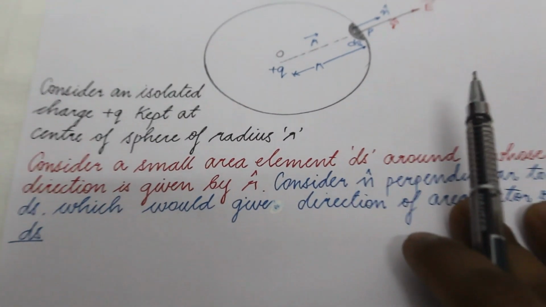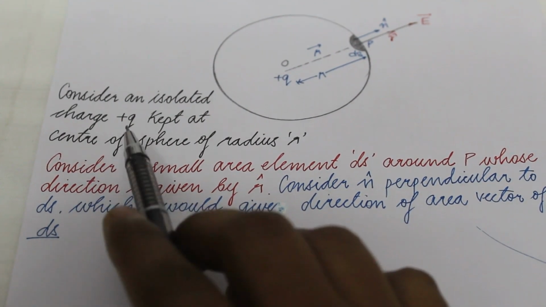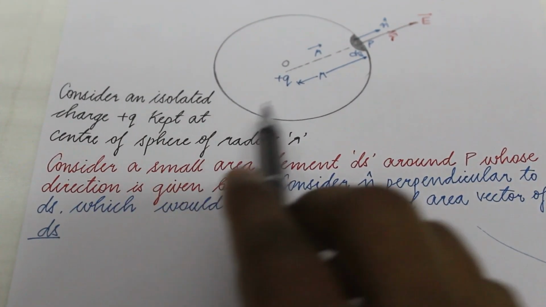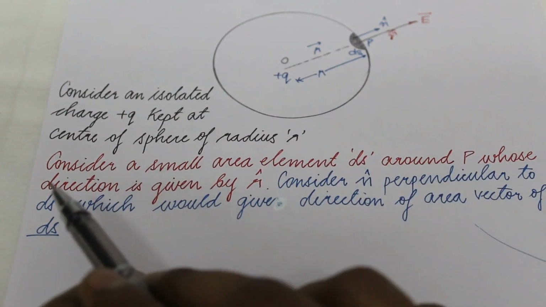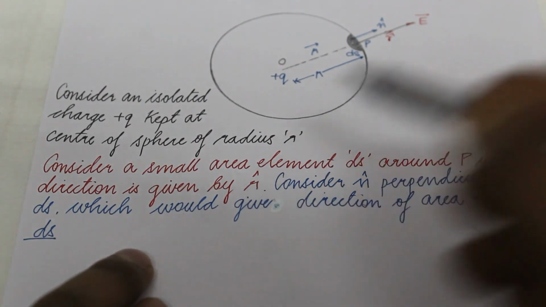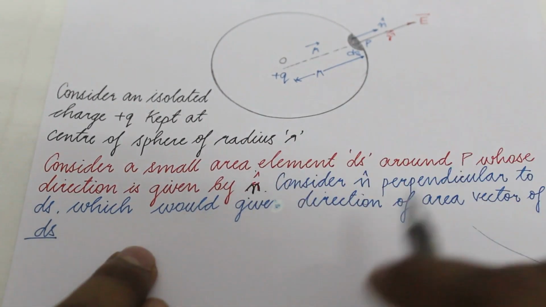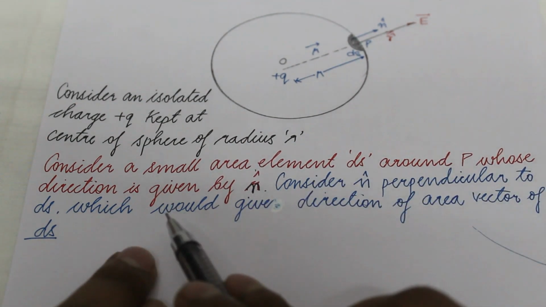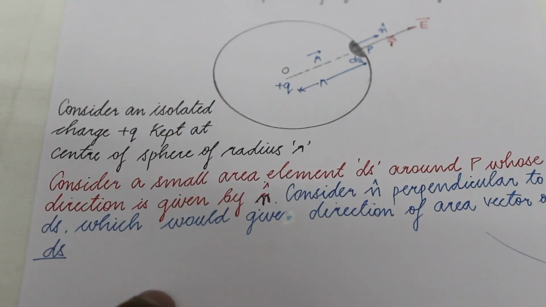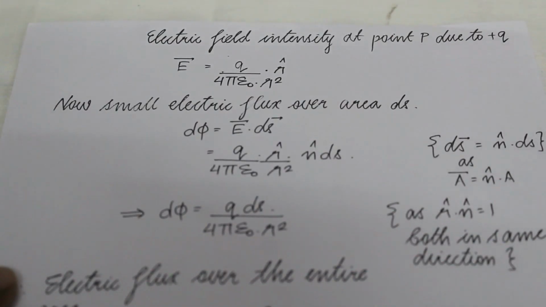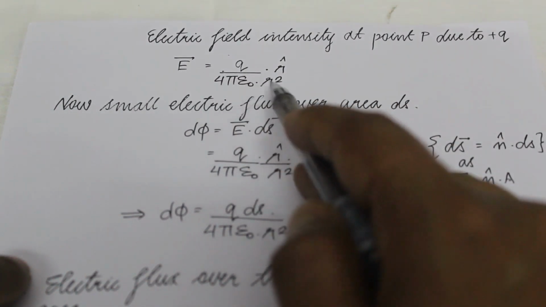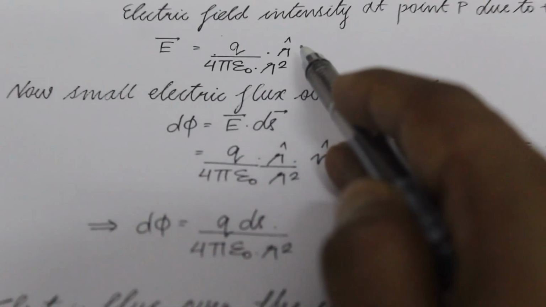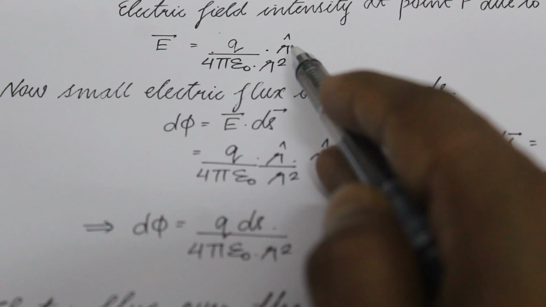So moving on, we have considered an isolated charge plus q kept at the center of a sphere of radius r. Now consider a small area element ds around P, whose direction is given by n vector, not r vector, it will be n vector. Consider n vector perpendicular to ds, which will give the direction of area vector ds. Now as per the diagram, how to find out electric field intensity at point P? The electric field intensity is given by kq upon r square, so q upon 4 pi epsilon naught r square, and this r cap, here r cap indicates the direction of electric field.